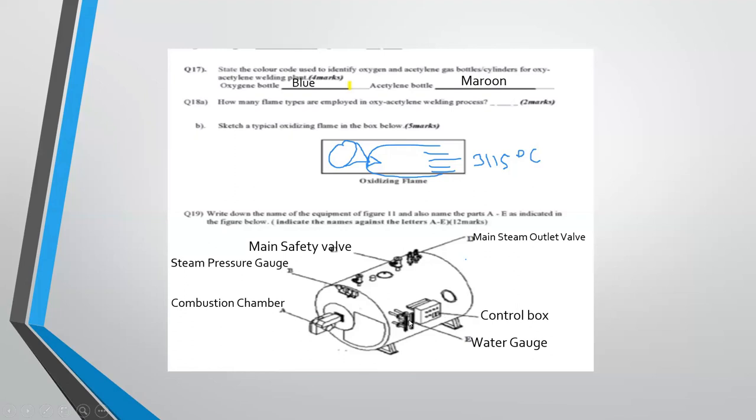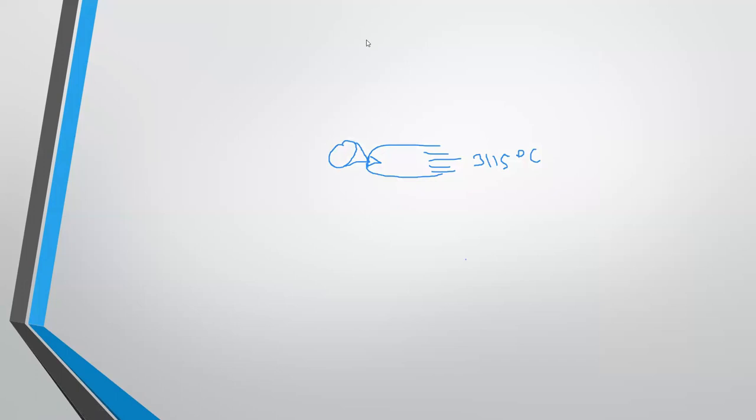The next one is the water gauge. The water gauge also tells us the level. It indicates the amount of water that has been pumped inside the boiler. The water gauge indicates the amount of water pumped inside the boiler. Let me clear my drawings.